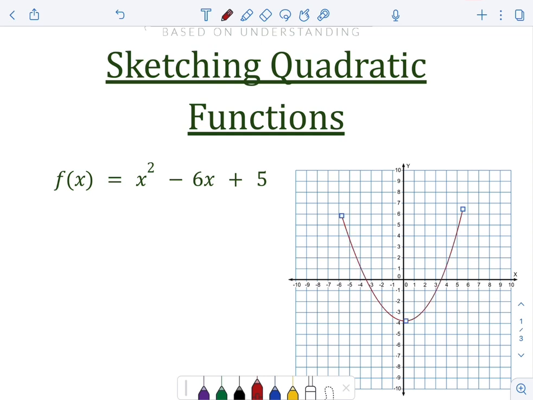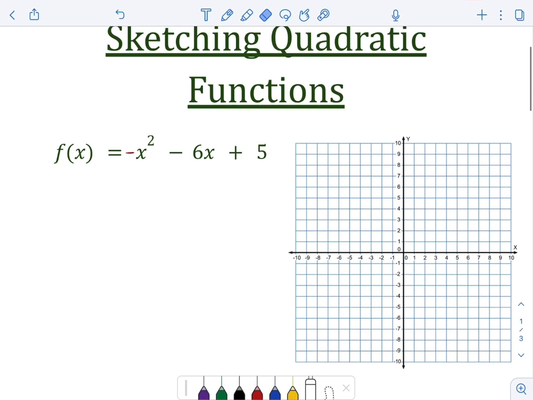Now, it can open in this direction if the number in front of x squared, which is the coefficient, is positive. If that's a positive number, it will open up. If it is a negative number, it will open downwards. So when we are sketching, this is a good way to look at which direction our quadratic function needs to go. In this example, we have x squared minus 6x plus 5.